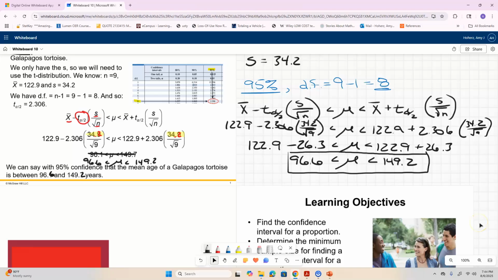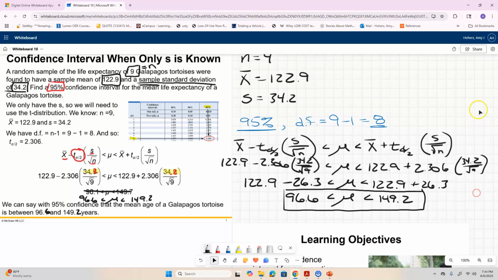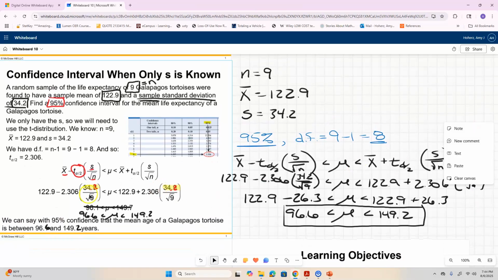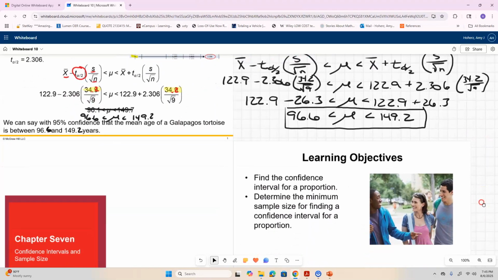All right, so that's it for section 7.3. And again, I'm going to go back and I want to apologize. We've got a mistake on the slide. This should be 34.2 like we wrote it over here on the side. And then everything else should be the same, but then the answer comes out to be a margin of error of 26.3. Add that and subtract it, and that gets us 96.6 and 149.2. Okay, so make sure you have that in your notes correctly, and I apologize for that error.